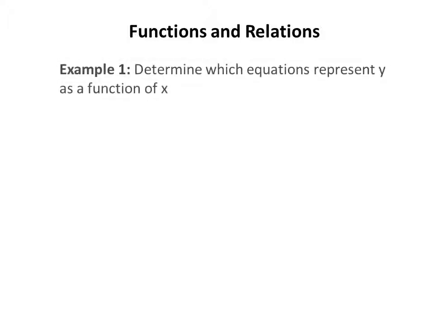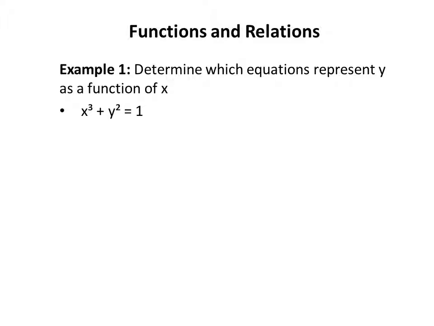To solve this equation, we're going to get y by itself. Subtract x cubed on both sides of the equation. That gives us y squared is equal to 1 minus x cubed. Now take the square root of both sides, and that leaves us with y is equal to plus or minus the square root of 1 minus x cubed.